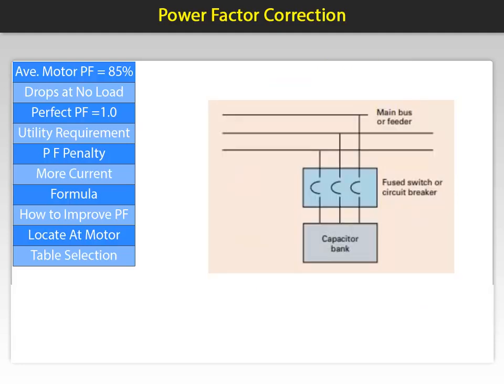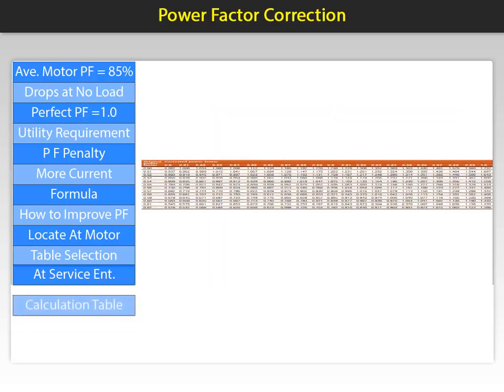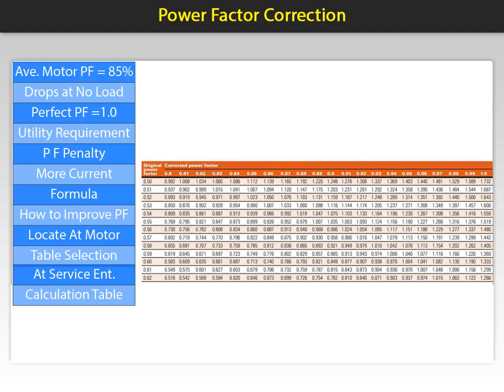The second method is used when connecting entire plant loads, as seen in this image. Capacitor banks can be installed at the service entrance. When this method is preferred, capacitor manufacturers provide a table, seen here, to help with a calculation that starts with the existing to desired power factor.